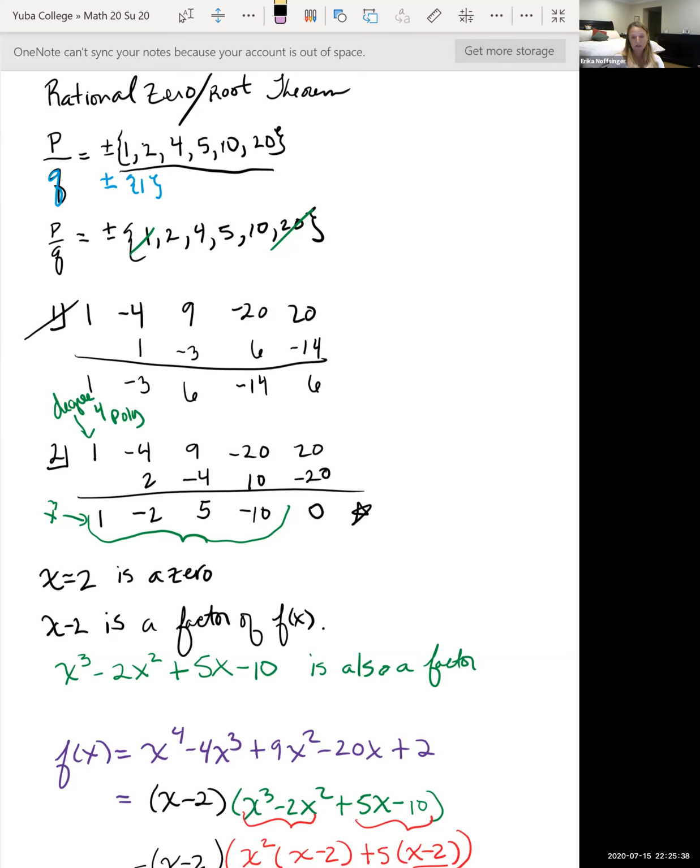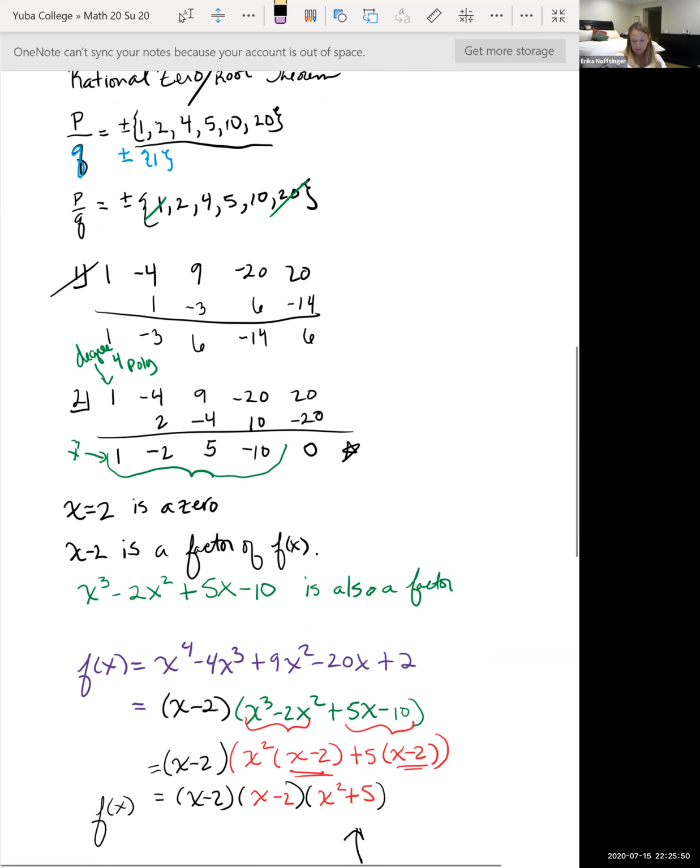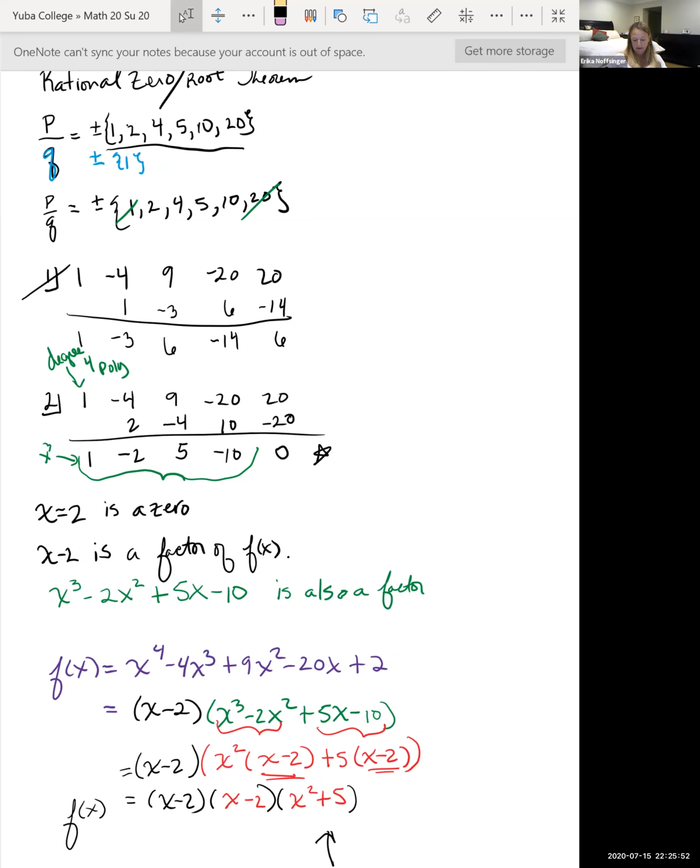I would know that there's another zero in here because of Descartes' rule of signs, first of all, because I know that there's either four, two, or zero positive zeros because of the alternating signs.